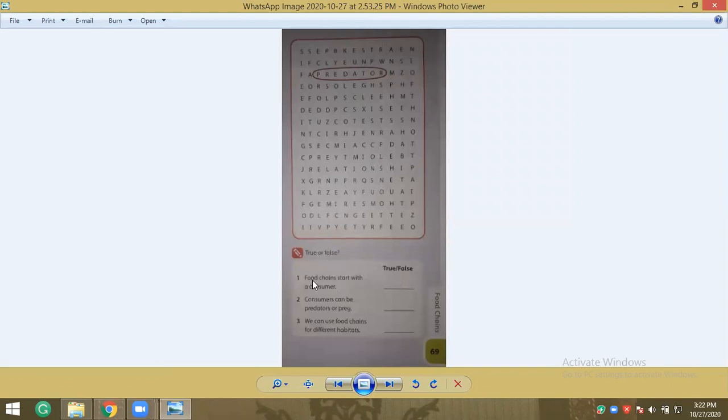True false about food chains. Food chains start with a consumer. True or false? Mashari, food chain starts with consumer or producer? Producer. This is false. Consumers can be predator or prey, false or true? We can use food chains for different habitats, true or false? This is your homework. This is it for today. Okay. Thank you.